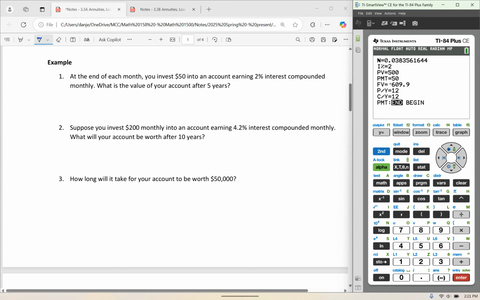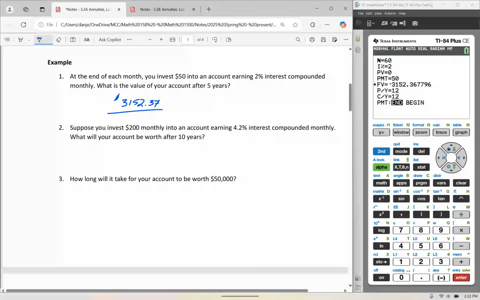Our present value, or initial value, is 0, because I'm not saying that we started with $200 in the bank or $1,000 in our account. We're going to invest money into the account monthly for 5 years. That's 12 times per year for 5 years, for a total of 60 months. We go down to future value, Alpha Solve, and you'll notice that the value of that account will be $3,152.37.